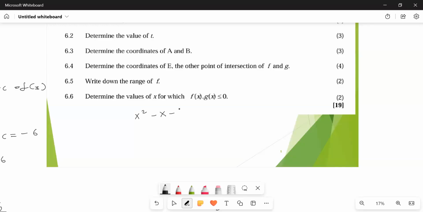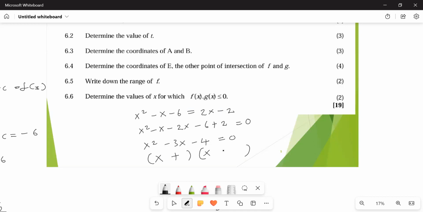X squared minus x minus 6. Then the other line is 2x minus 2. This is your point of intersection. So you just say x squared minus x minus 2x minus 6 plus 2 is equal to 0. Therefore, x squared minus x minus 4 is equal to 0. Then factorize this. It's minus 4 and what? And 1.